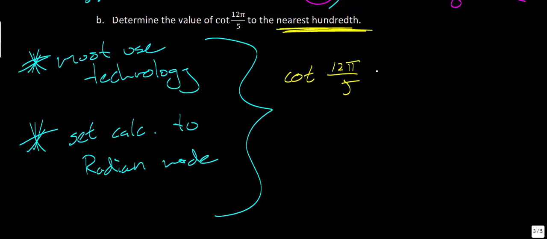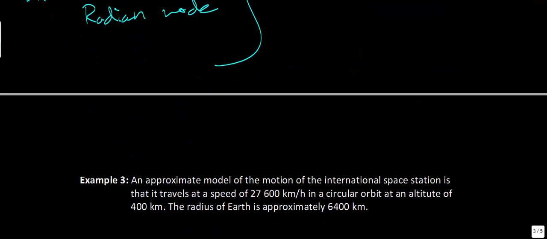If you remember, cotangent is just the reciprocal of tangent, so I'm just going to go 1 divided by the tangent of 12 pi over 5. So this one is a lot easier. You're just using technology to help you, and you'll end up finding, I think it said, nearest hundredths, you get 0.32. Okay. Let's go on to the next page.